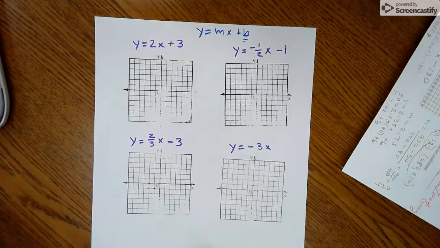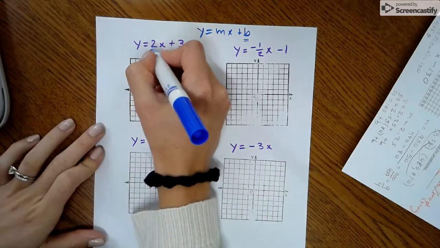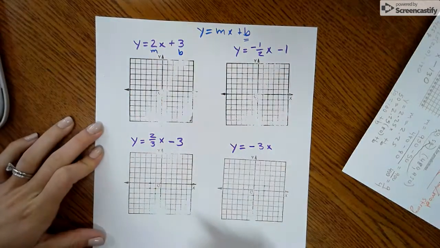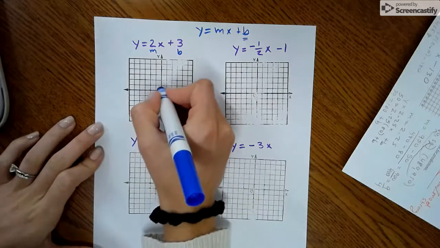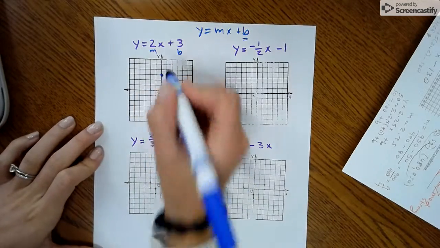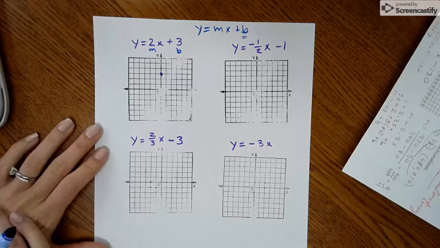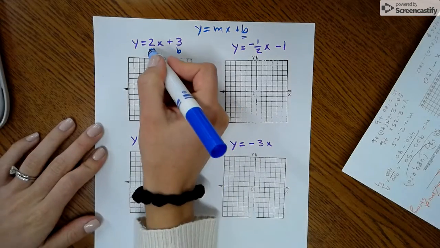So I'm just going to go through a couple of different examples, and hopefully that helps you in graphing lines in the future. Looking at this equation, I'm just going to label my m and b. My b value is 3, so I'm going to go to 3 on the y-axis, and that is my starting point. So I'm actually going to make a point there. And then my slope is 2.